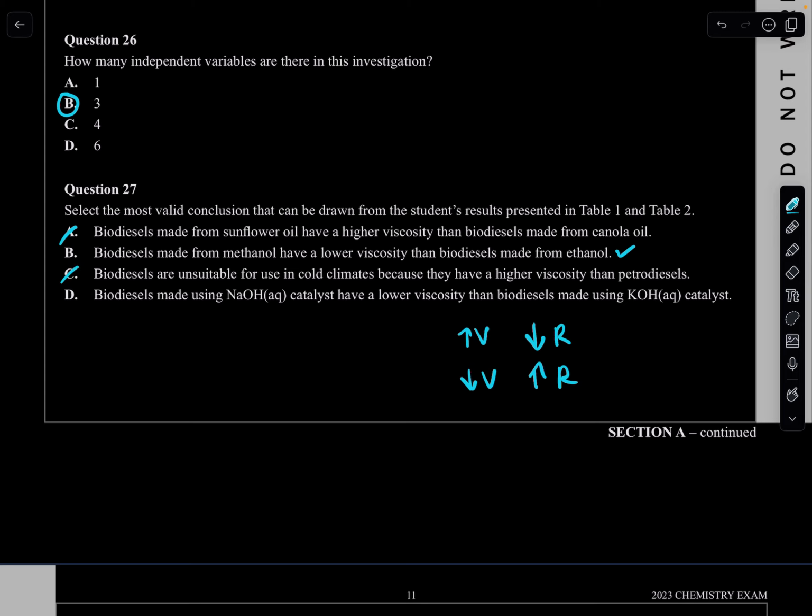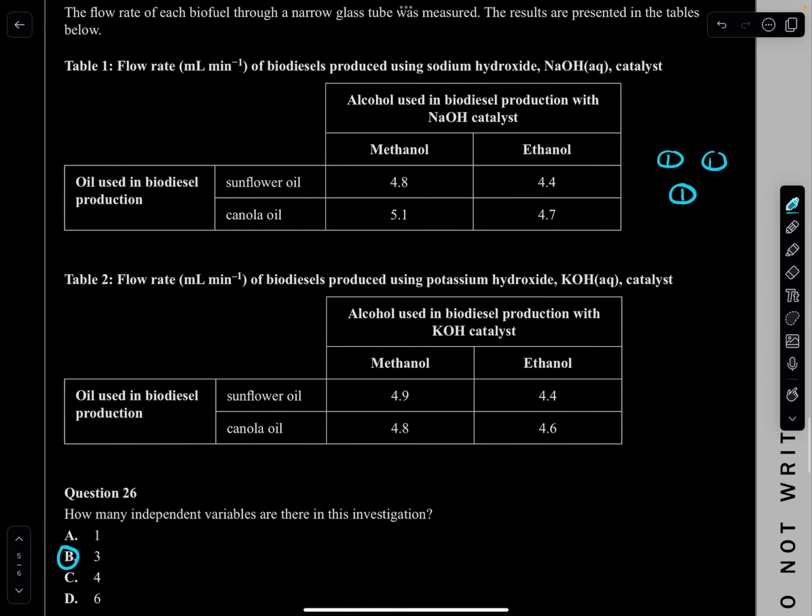D. Biodiesels made using NaOH, sodium hydroxide, catalysts have a lower viscosity than biodiesel made by potassium hydroxide. So wait, using NaOH catalyst has a lower viscosity. Remember, lower viscosity means the rate of flow is high, so it has a higher number. So NaOH should have a high number. Let's check. 4.8. No, it doesn't work.